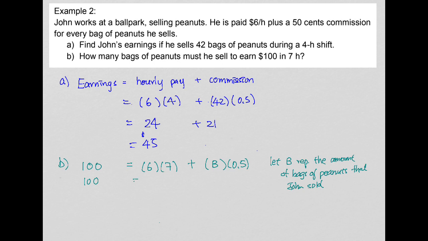Then you have 100 equals 42 plus, let's change 0.5 into a fraction, which is a half. So we say half times B. So subtract 42 on both sides to isolate for B. You are going to get 58 equals half B. So I want to get rid of fractions. We learned it before: you have to times by 2 to get rid of the denominator. So you are going to get 116 equals B. That's 116 bags of peanuts. Therefore, 116 bags.